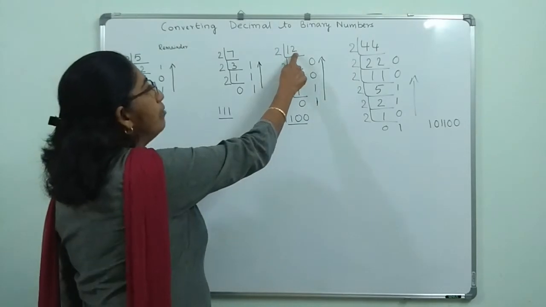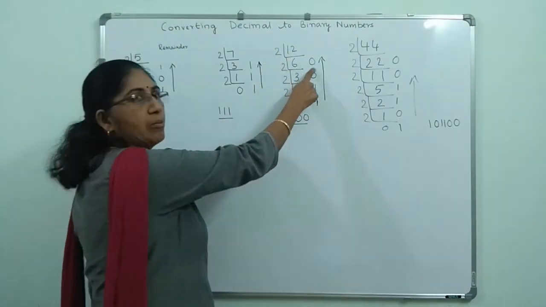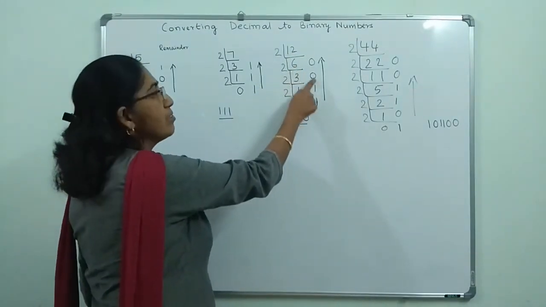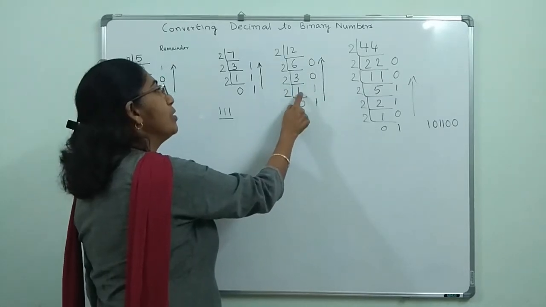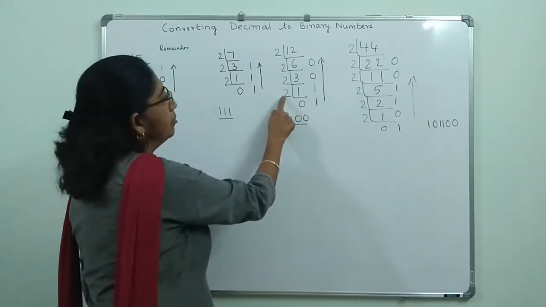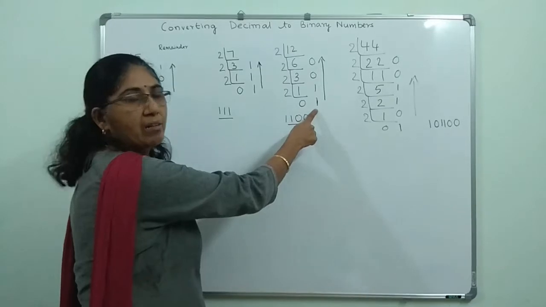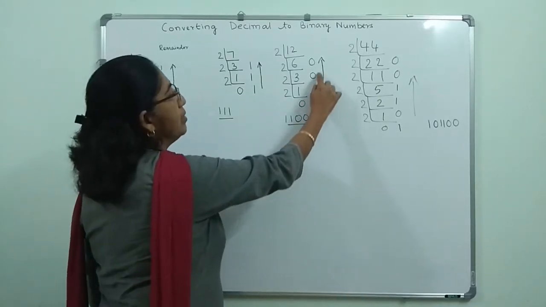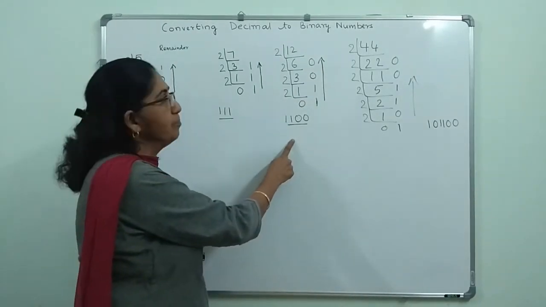Similarly, you can do for 12. 2 6s are 12, remainder 0. 2 3s are 6, remainder 0. 2 1s are 2, remainder 1. 2 0 times in 1 with remainder 1. Again, read 1 1 0 0. That is what I have written here.